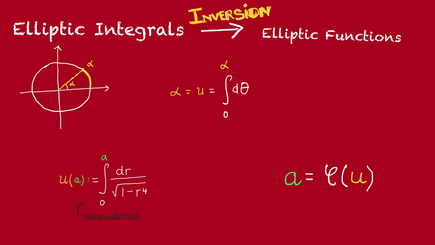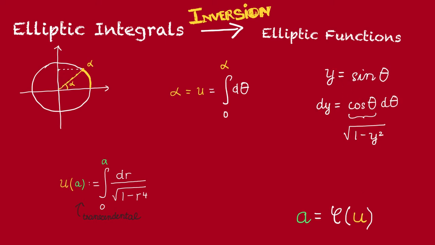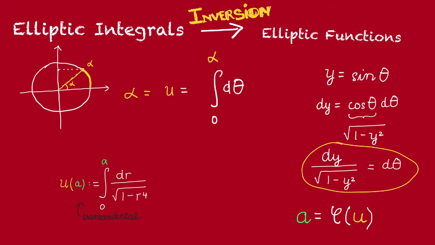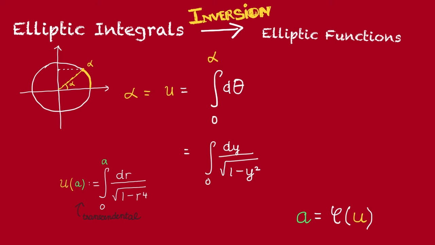Now, let's change variable. Instead of using this angle, we're going to use the y-coordinate. Differentiating this expression allows us to rewrite d theta in terms of just y. Plugging this expression into the integral here gives us the following integral. Now, question: what is this upper integration limit?